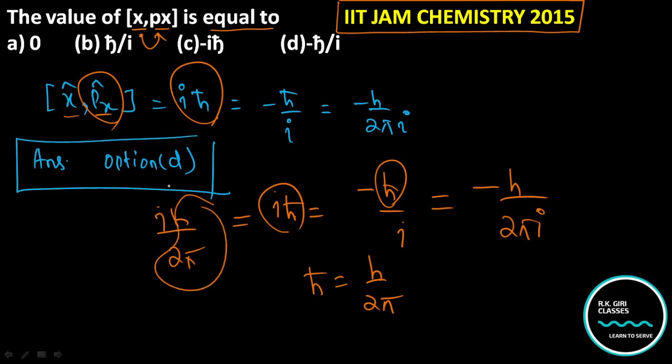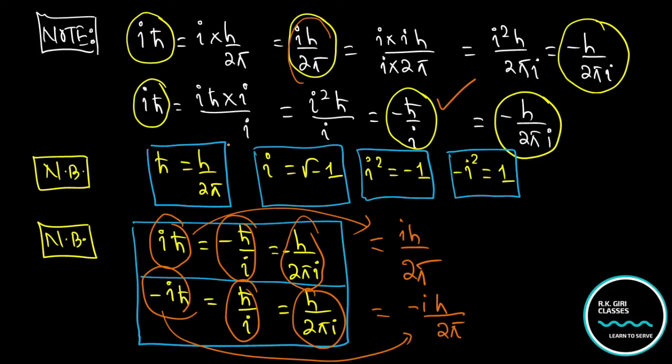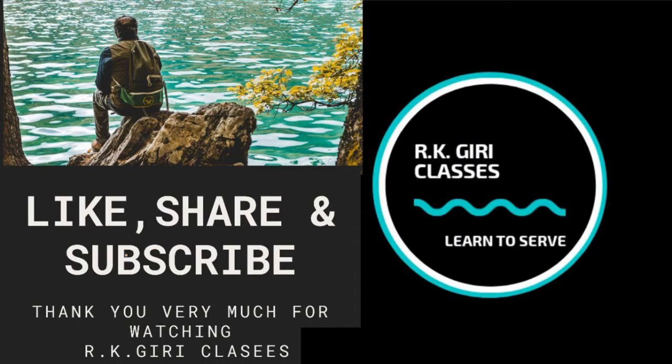So what is the answer? Answer is option D. So this is it for today, because we discussed only the IIT JAM chemistry question for operator algebra that was asked in 2015.